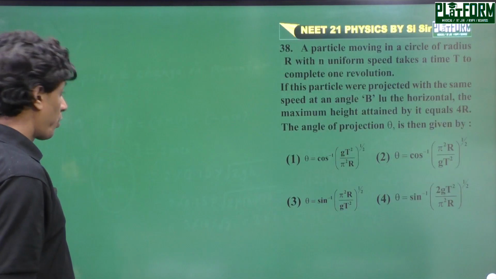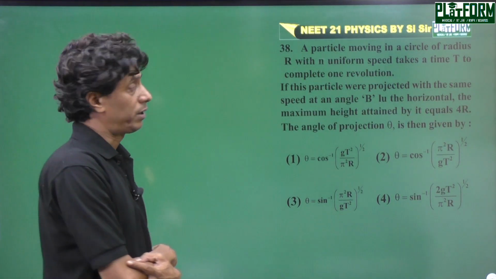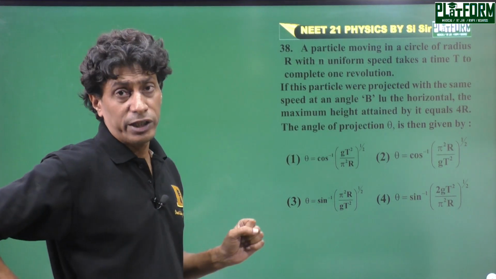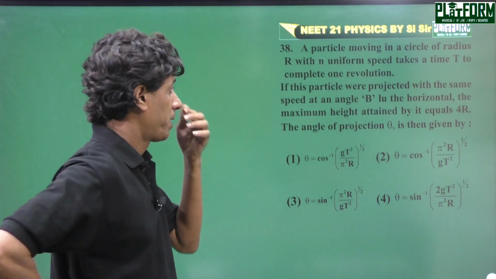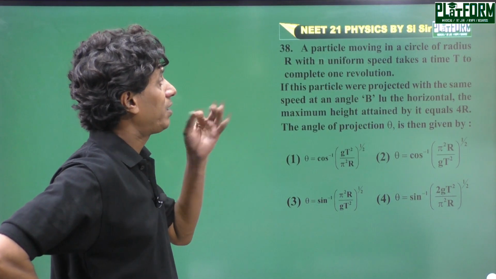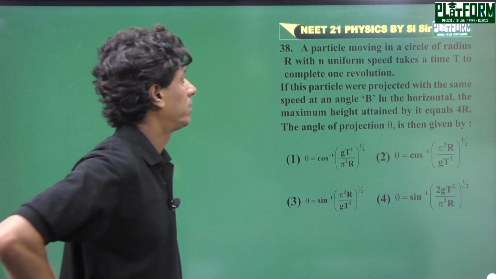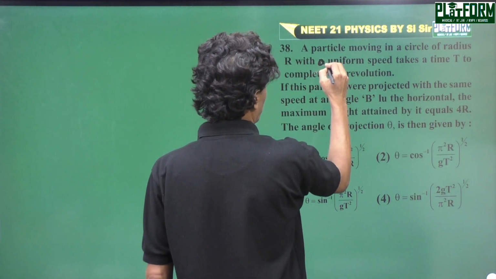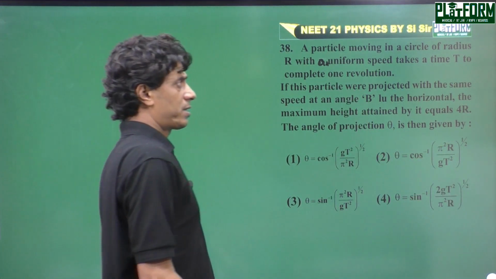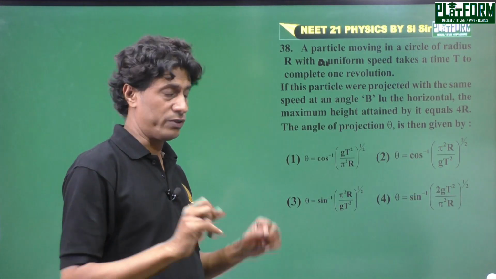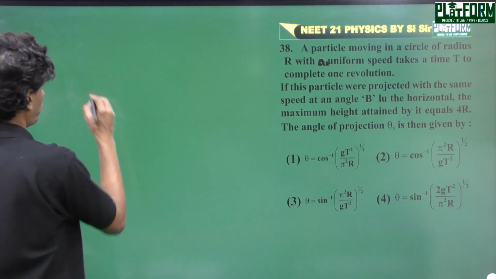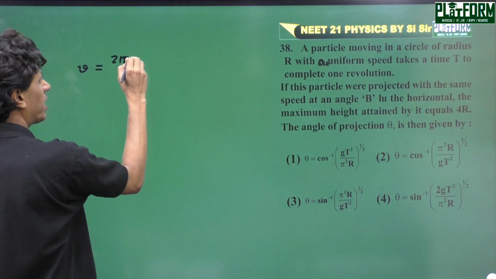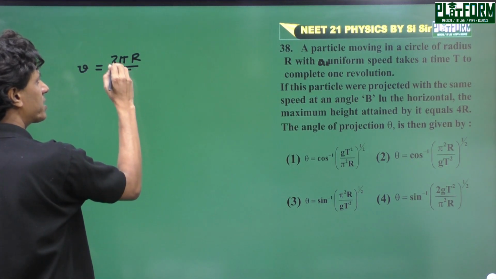Moving on to the next problem of this video session. This is question number 38 of the NEET 2021 questions. A particle moving in a circle of radius r with a uniform speed takes time t to complete one revolution. Okay, so the speed of the particle is twice pi r by t. This is the speed of the particle.